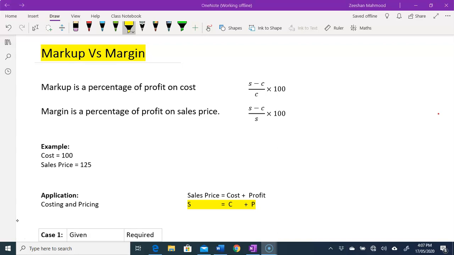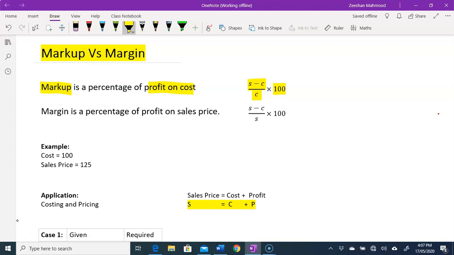Markup is a percentage of profit on cost. So here you can look at the formula. If I subtract cost from the sales, I get profit, and if I divide this profit by cost and multiply this by 100, we get the markup percentage.